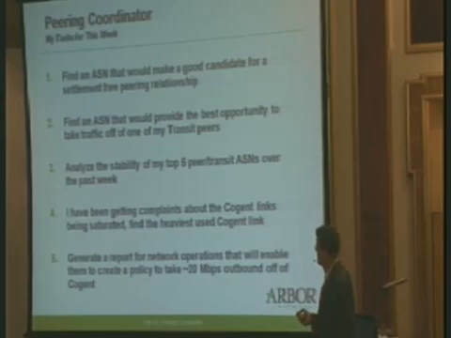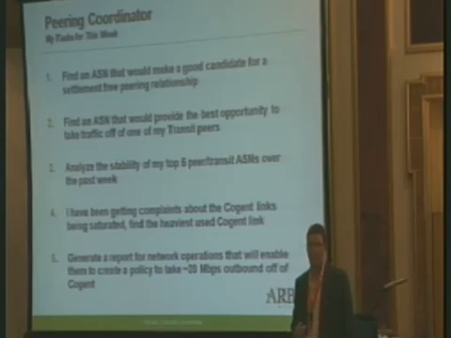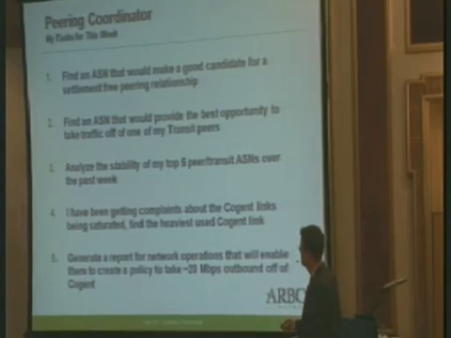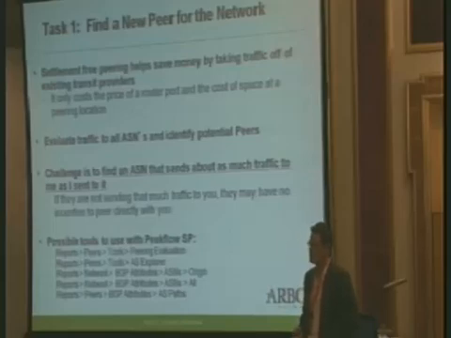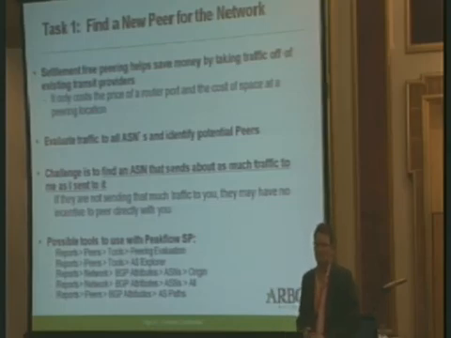Then I want to look at the stability of my top 5 peers or transit providers. I have multiple links to Cogent. I want to try to find the one that's the most saturated. And when I find that one, I want to take traffic off it and spread my load a little bit more equally, so it's more optimal routing, because I've been getting some complaints about congestion on my Cogent links. So, my first task: I want to try and find a new peer for my network, because settlement-free is obviously good for the bottom line. So I need to find a peer where we're exchanging equal amounts of traffic.